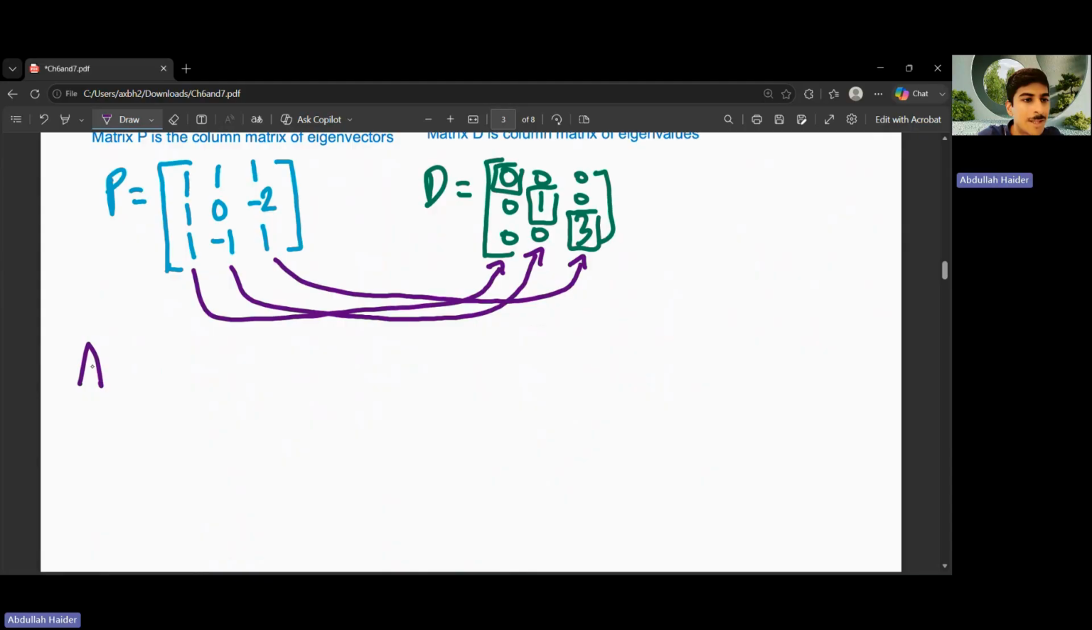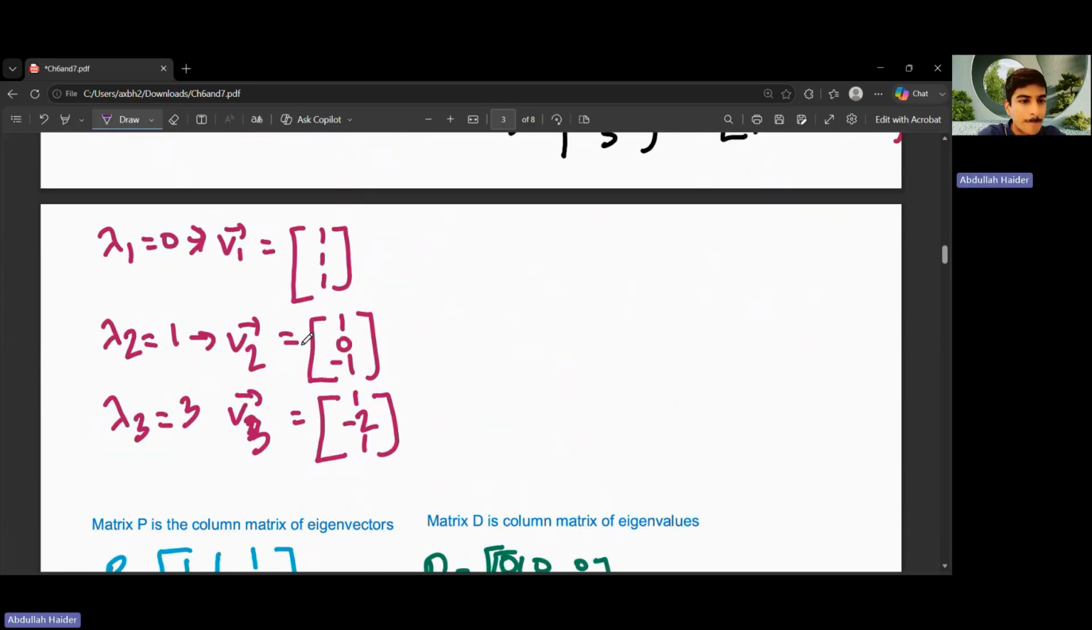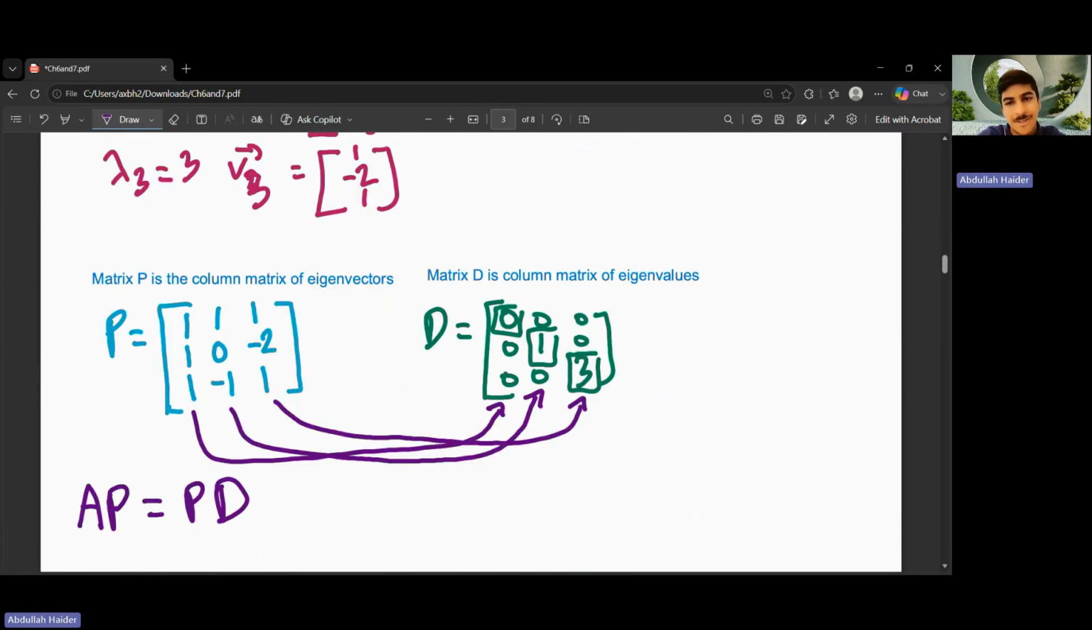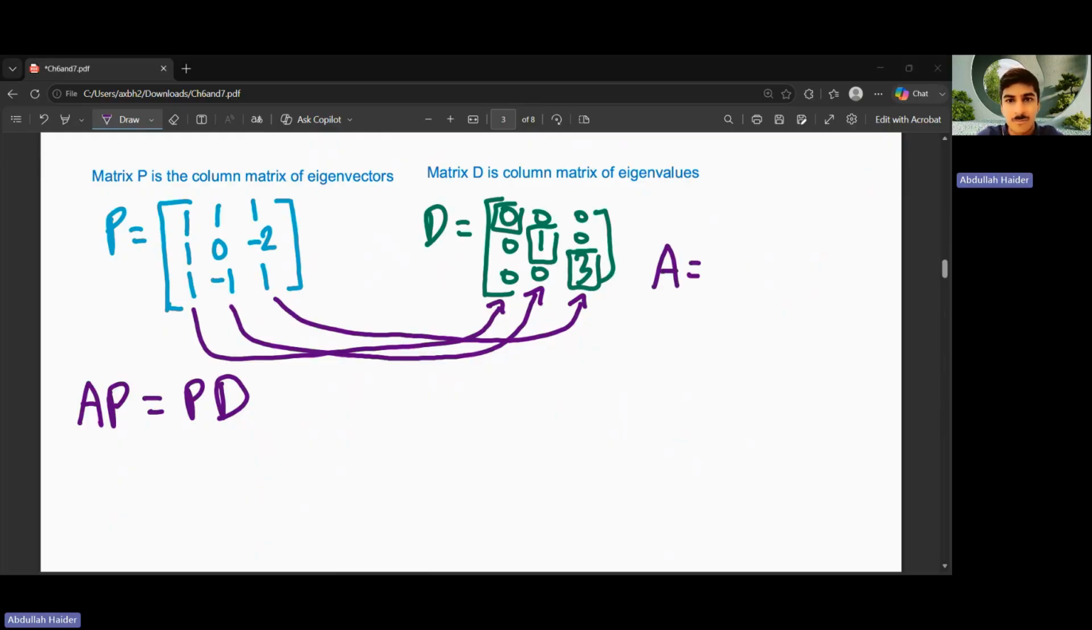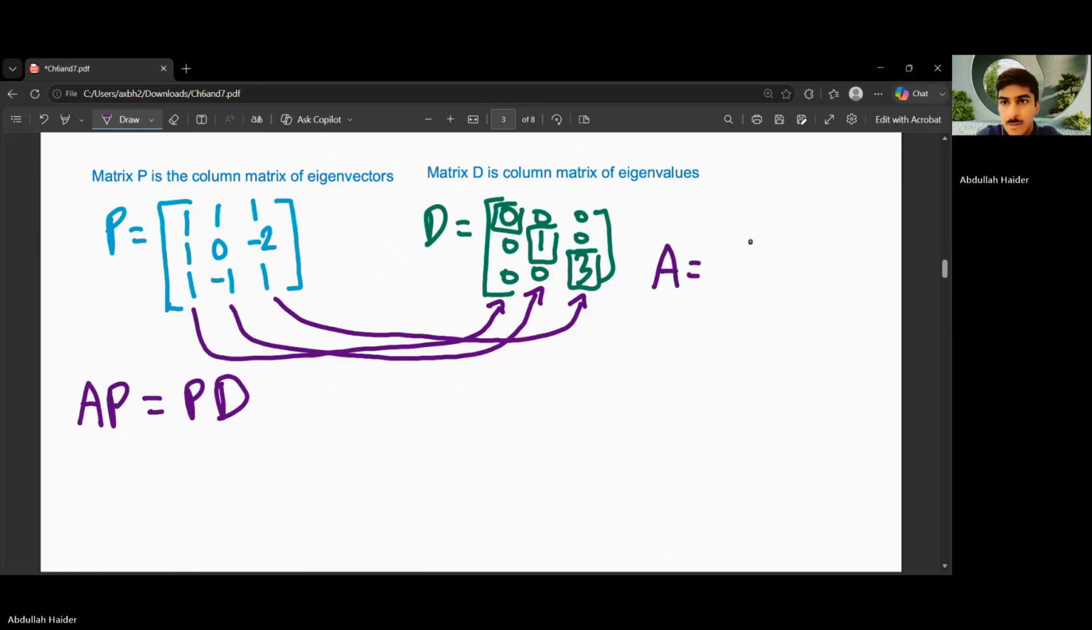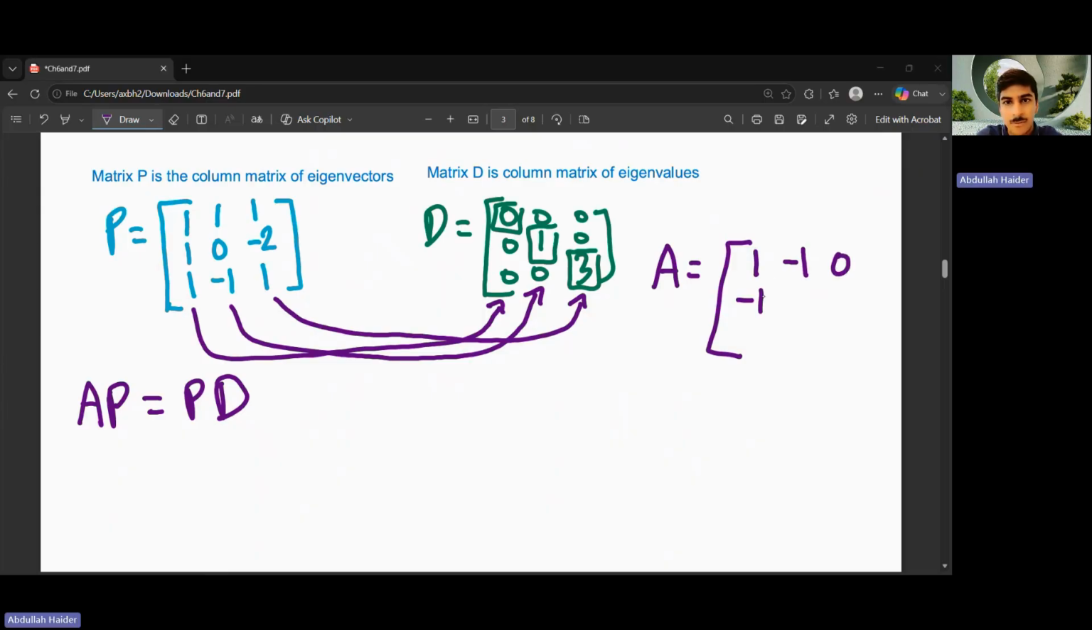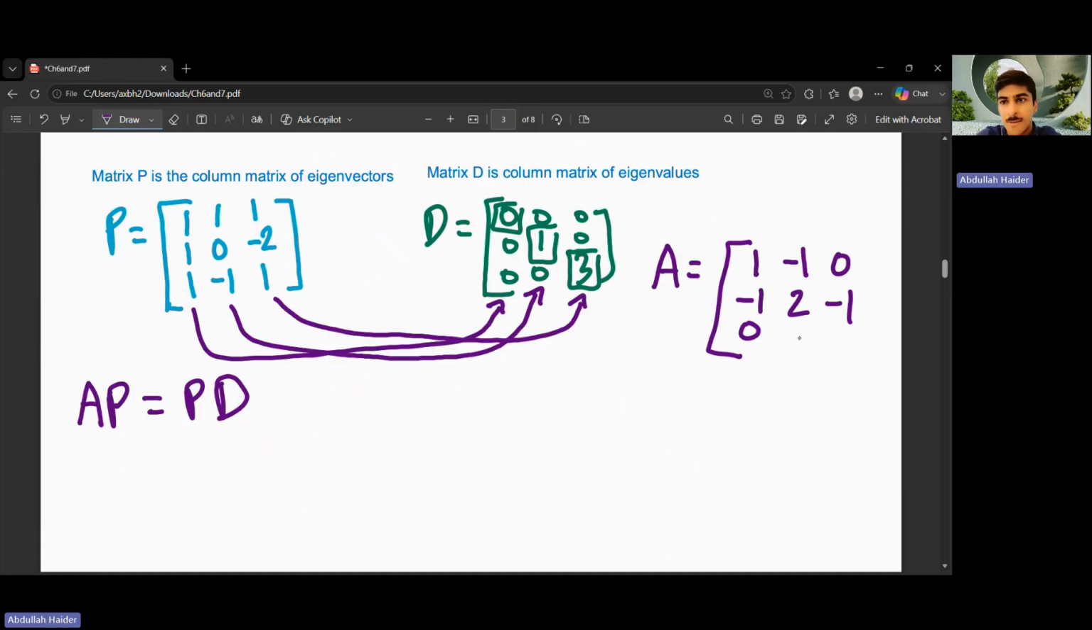So now we found P and D. We are required to show that AP is equal to PD, meaning basically show that they're equal. Now, to be honest, I'm not going to do all of this matrix multiplication. A was basically 1, -1, 0, -1, 2, -1, 0, -1, 1.